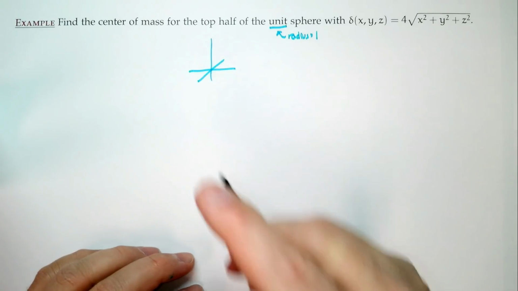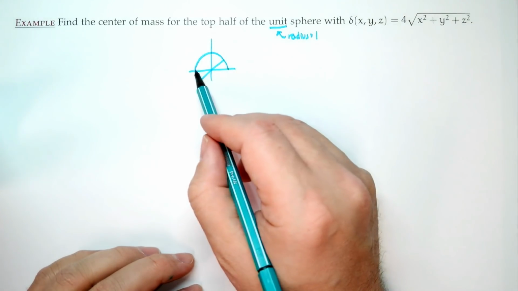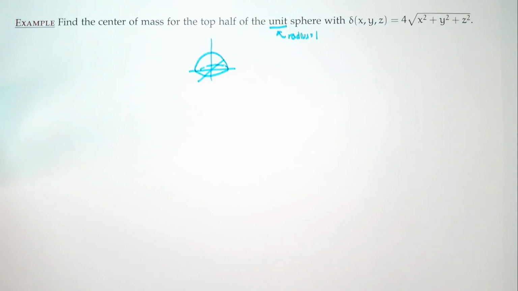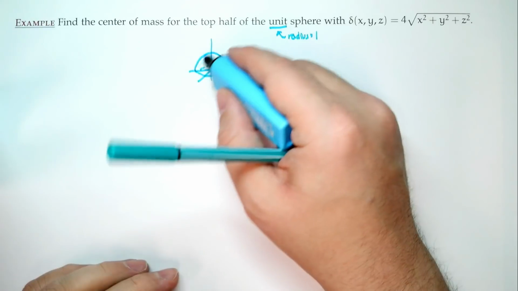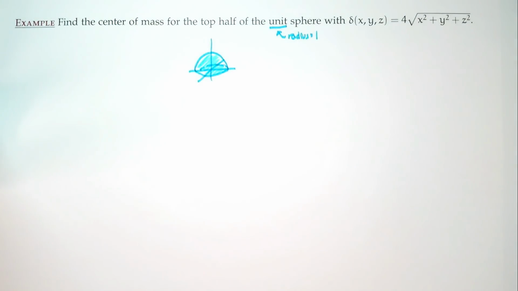All right, so top half of the unit sphere. So there we go. There's our shape. So it's like we took just the part of the unit sphere that's sitting above the xy plane. So we have our shape. Now, what's our next thing to do? Well, let's think about our symmetry. Do we have symmetry? And the answer is yes.